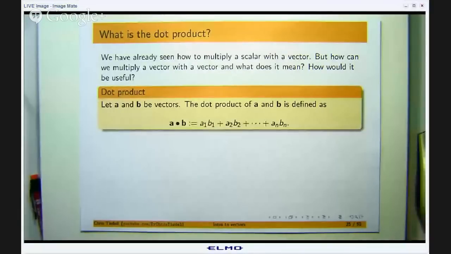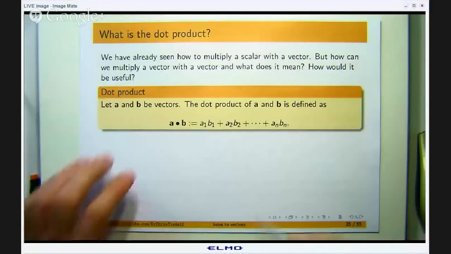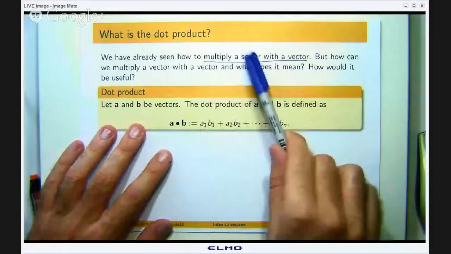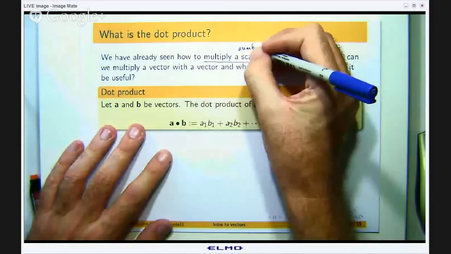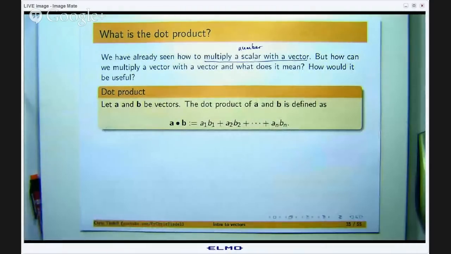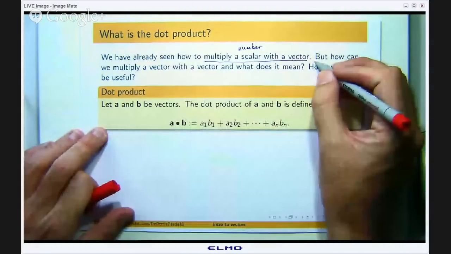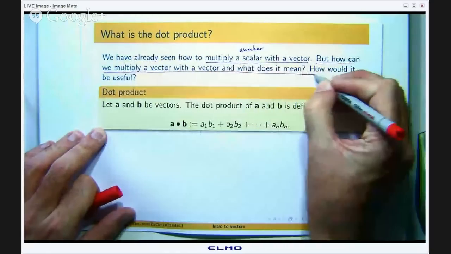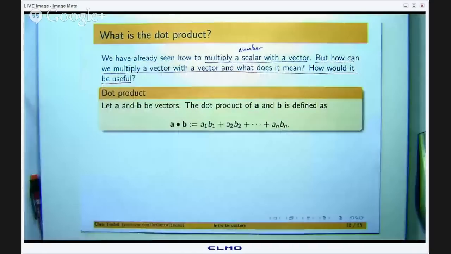Okay, so what is the dot product? I've already seen how to multiply a scalar or a number with a vector, but how can we multiply a vector with a vector? And what does it mean? And how would it be useful? So that's what we're going to discuss in this video.